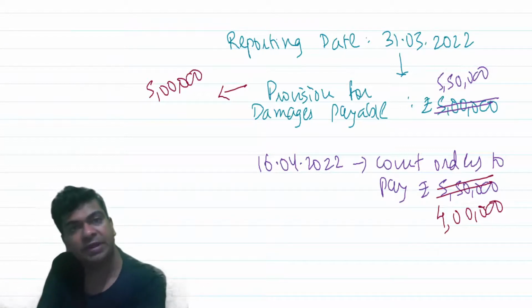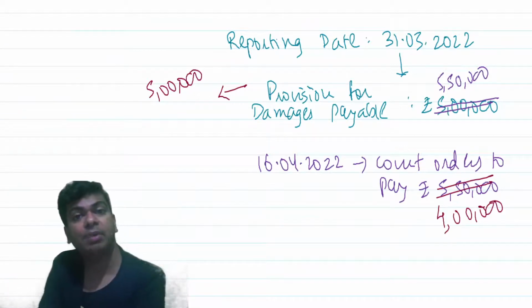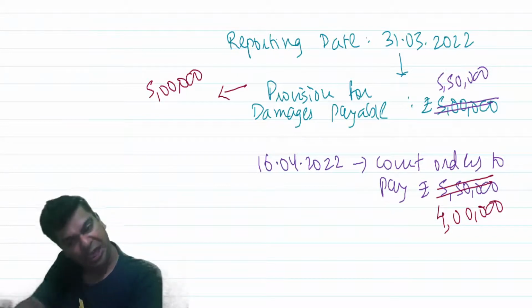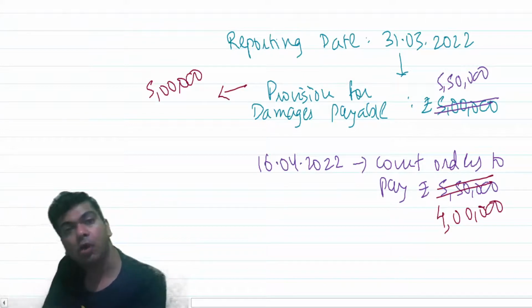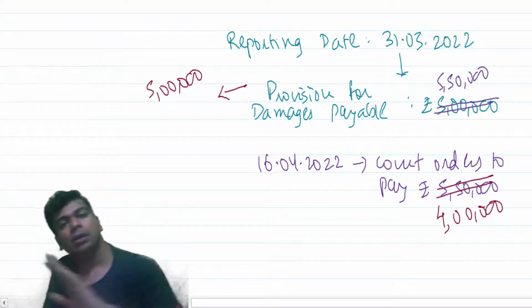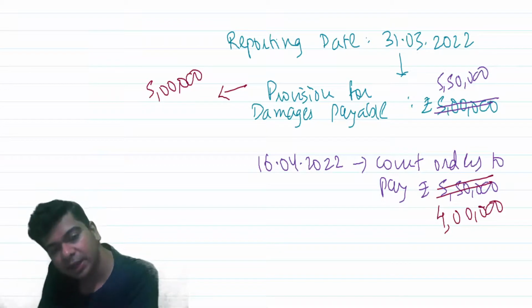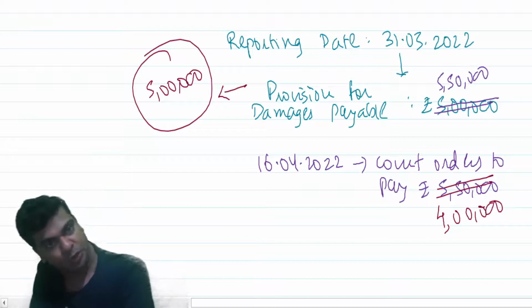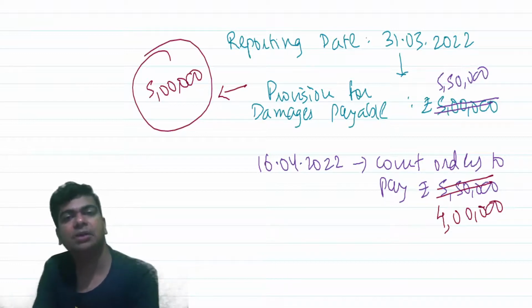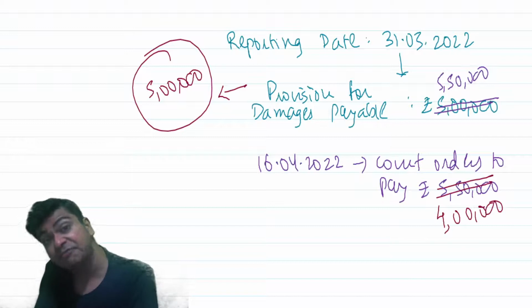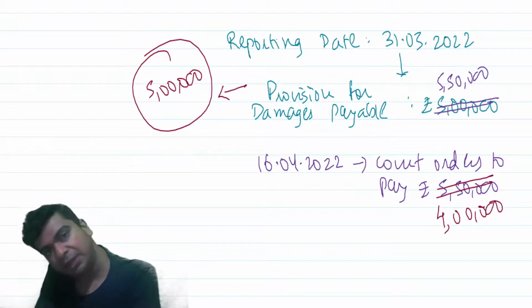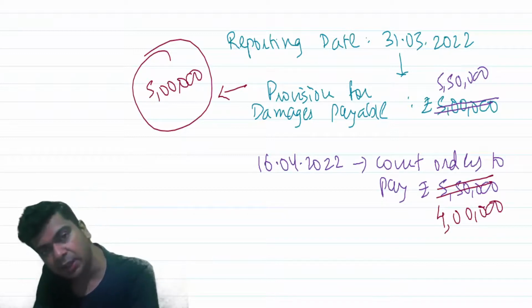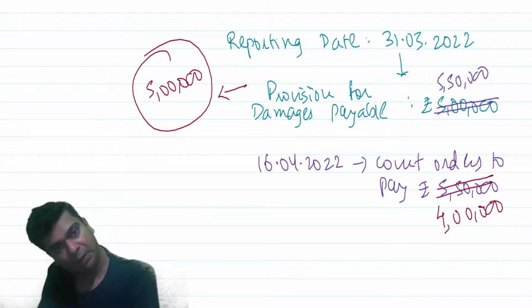Please remember, events after the reporting period are not simply unfavorable events. They can even be favorable events also. It's even possible over here that the court is ordering in our favor. The court is saying that you are not supposed to pay anything at all. Then perhaps the entire 5 lakhs will be required to be reversed. Getting it? So events after the reporting period are not necessarily only unfavorable events. It can even be a favorable event. And as you can see here, I need to make a necessary change in the amount of the provision.